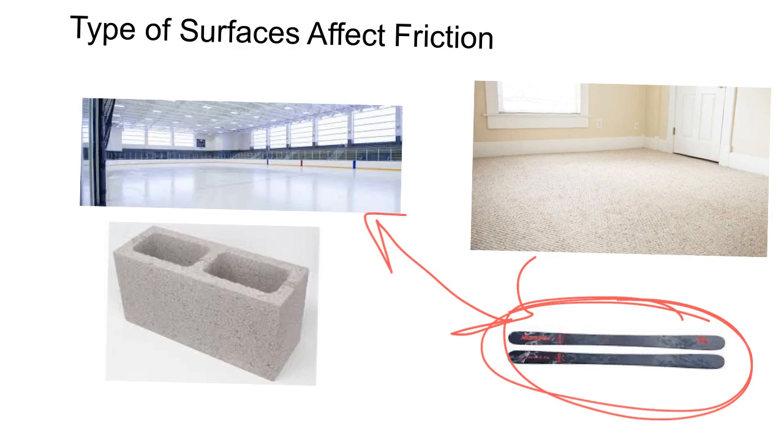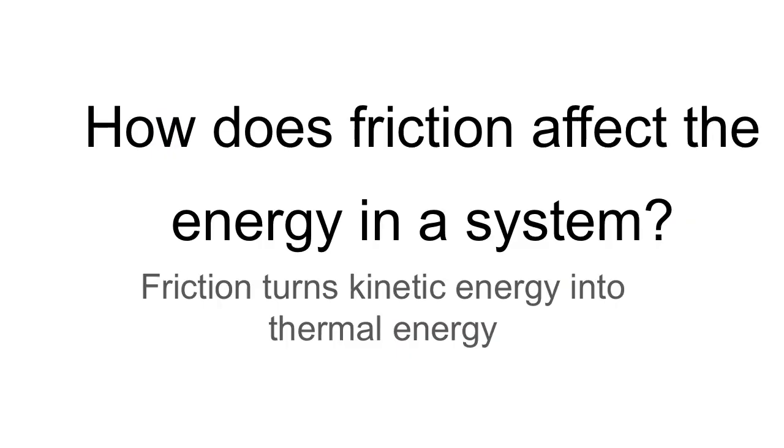So we've got to think about both surfaces. The goal for this lesson was to be able to describe how friction affects the energy in a system. And the way that happens is friction turns the kinetic energy in a system into thermal energy.